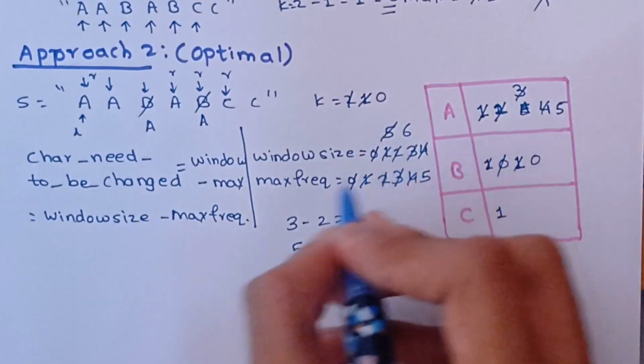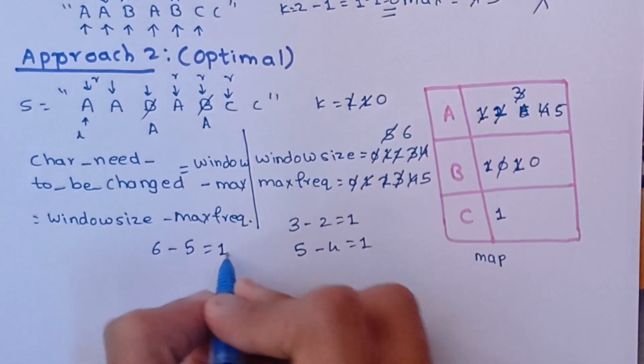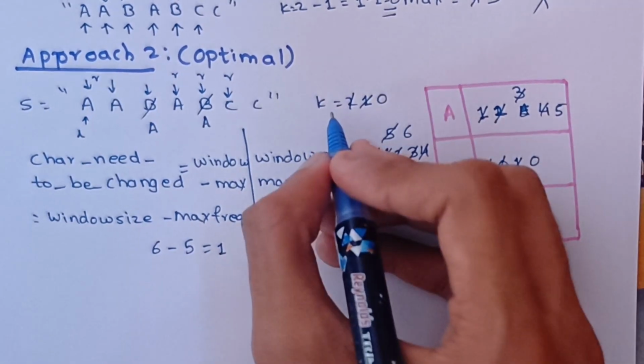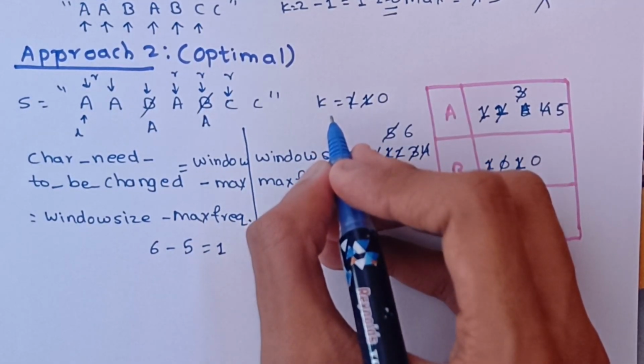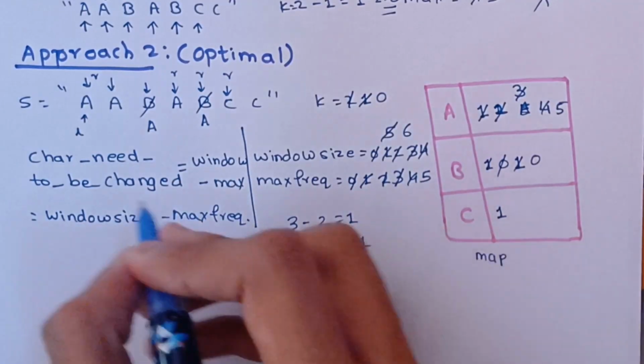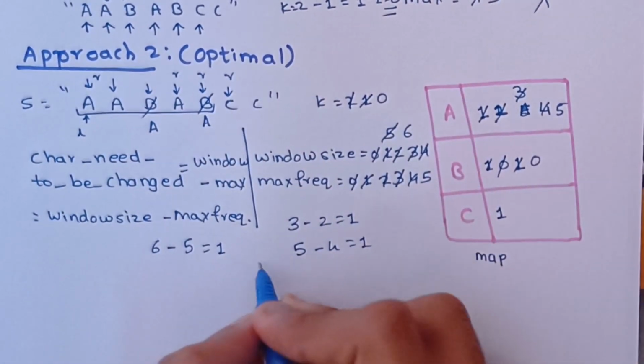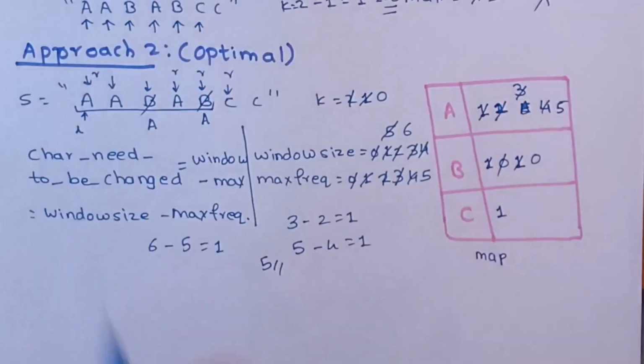Now my window size 6 minus maximum frequency 5 is equal to 1. Now 1 is greater than k, so we will not go forward. We will return the maximum frequency, which is 5. The output is also 5. We will implement it like this.